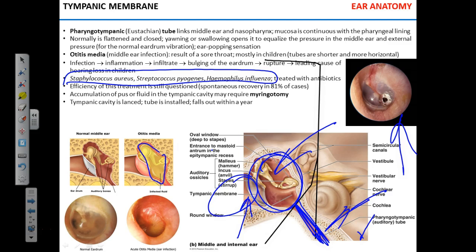Inflammation leads to the accumulation of fluid. That leads to the bulging of the eardrum. And if bulging is severe enough, the eardrum may rupture. Otitis media is the leading cause of hearing loss in children, not in newborns. That's different. In newborns, it's different. Okay? But in kids, it's a leading cause of hearing loss. Do you see the mechanism?